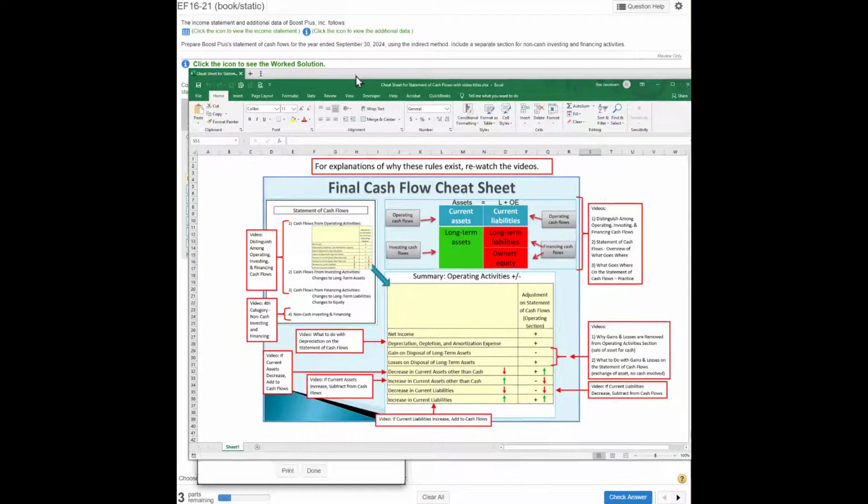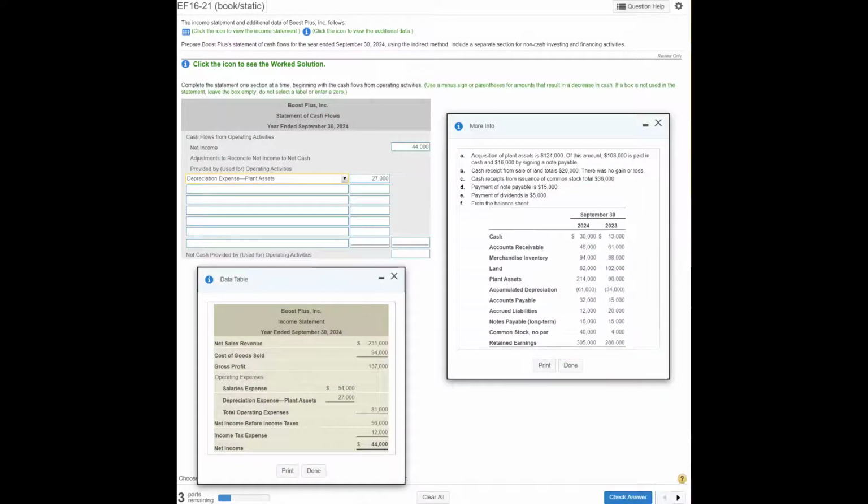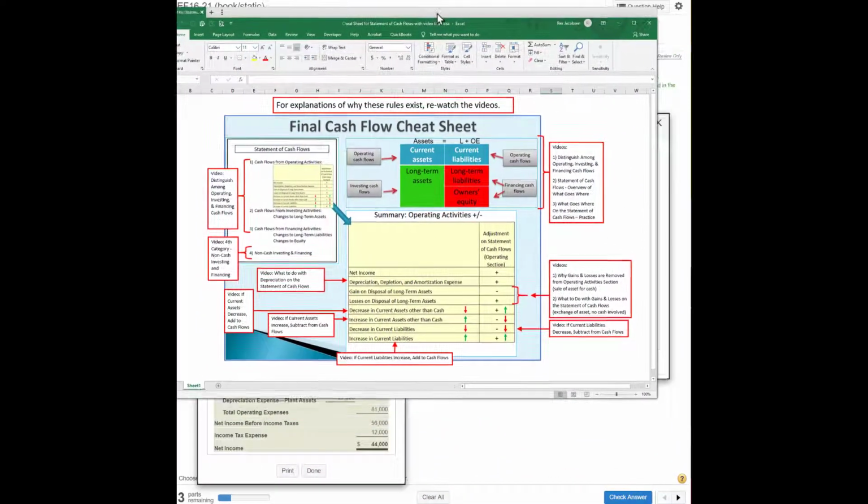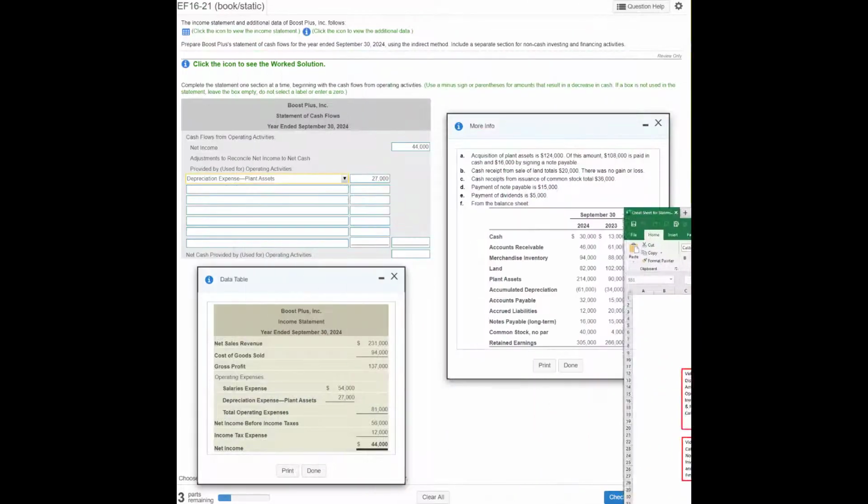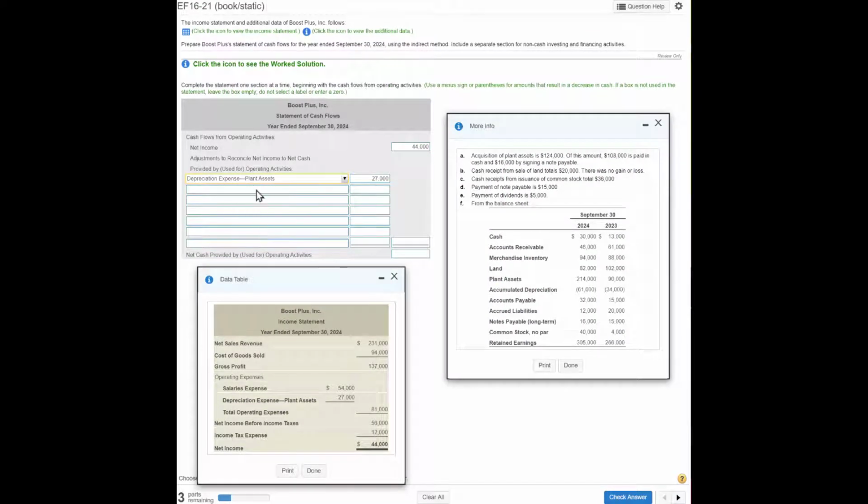Next, according to our cheat sheet, we have gains and losses, and we're going to back those out. And we would find a gain or loss if it exists on the income statement. And I don't see any gains or losses on the income statement. After gains and losses, the next thing we're going to do is analyze the changes in current assets and then analyze the changes in current liabilities. Now the order that they go in doesn't really matter as long as you're putting them all in the cash flows from operating activities section.